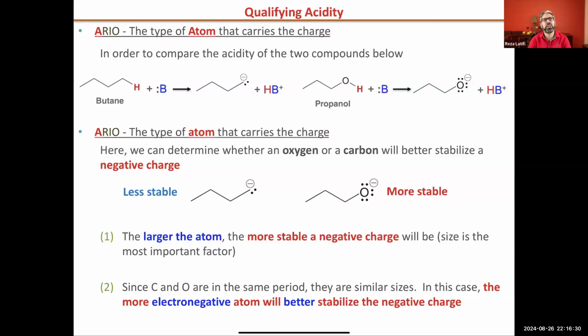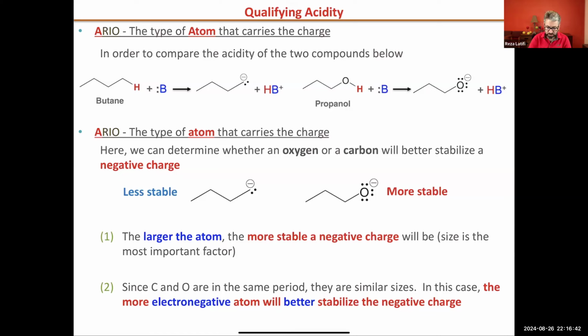So last lecture, we tried to go over how to predict whether the reaction is going to move forward or not. And the term that we followed was this, ARIO. A stands for atom, R for resonance, I for induction, and O for orbitals. And we said if you're dealing with two elements, the one that is bigger can easily handle the negative charge, and it will give you a more stable conjugate base. So that means the starting compound will be more acidic.